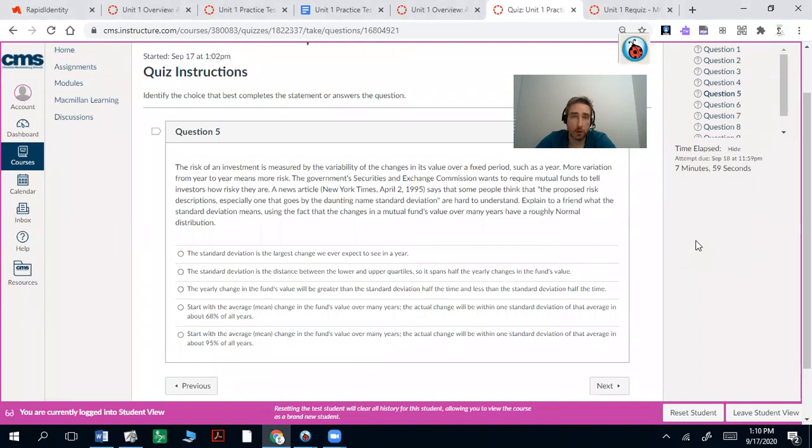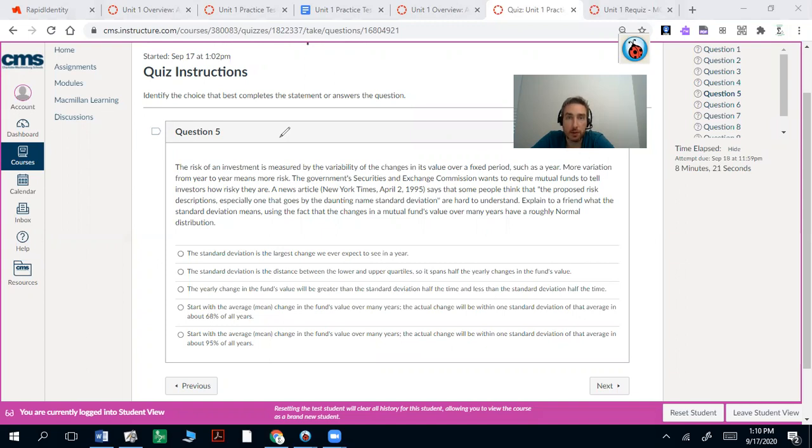This one's a lot of words. The risk of an investment is measured by the variability of the changes in its value over a fixed period, such as a year. More variation from year to year means more risk. The Government Securities and Exchange Commission wants to require mutual funds to tell investors how risky they are.